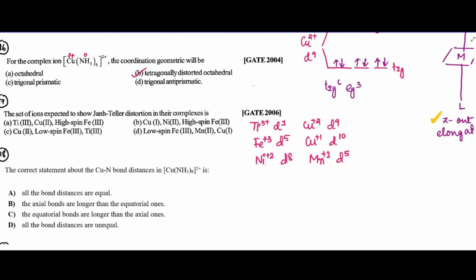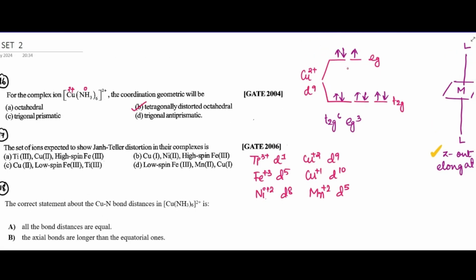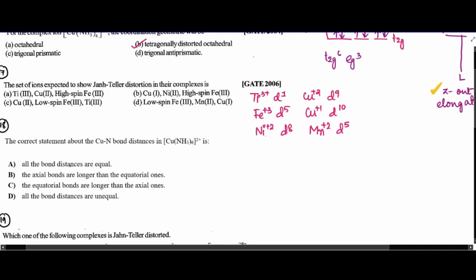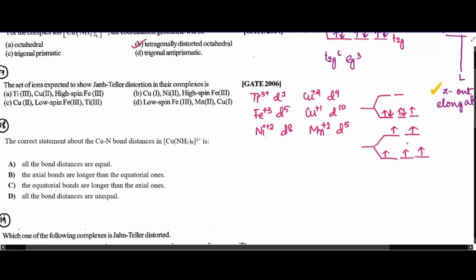Yes, so the correct option is option C. Copper 2+ is a d9 system, and you can see here that there is an unequal distribution of electrons in eg. Low spin Fe3+: t2g, eg. In low spin, everything goes down, 1, 2, 3, 4, 5. This is low spin d5. If you put high spin, how will it be? High spin, 1, 2, 3, 4, 5. So not even a single d5 system will be Jahn-Teller distorted.